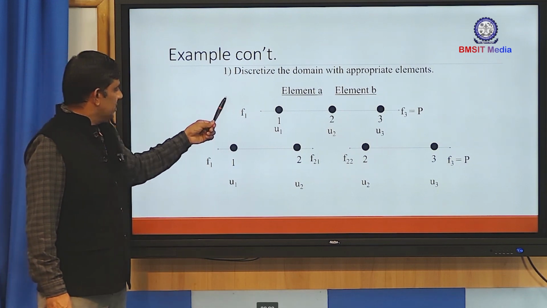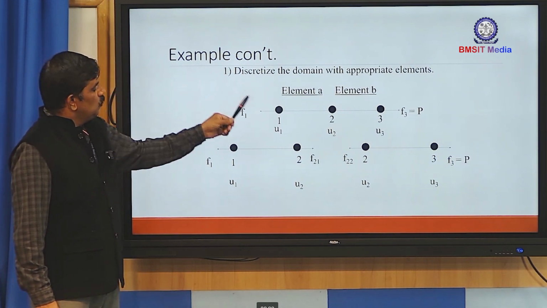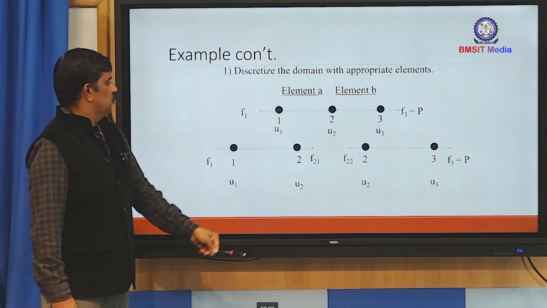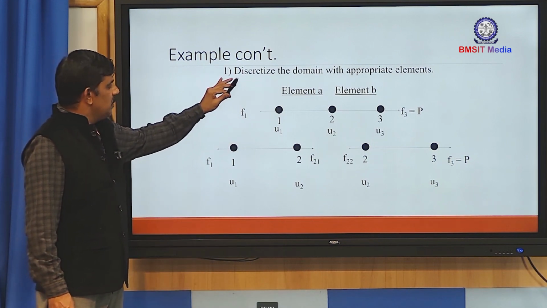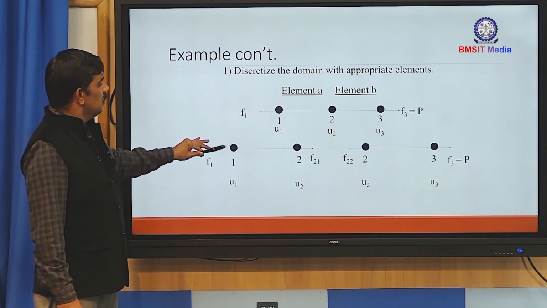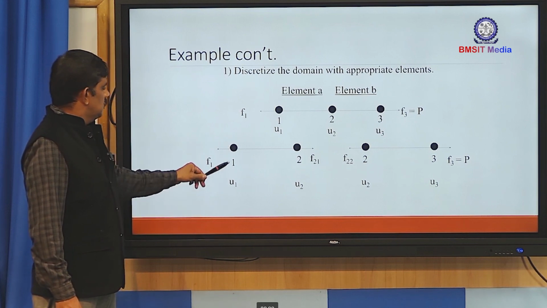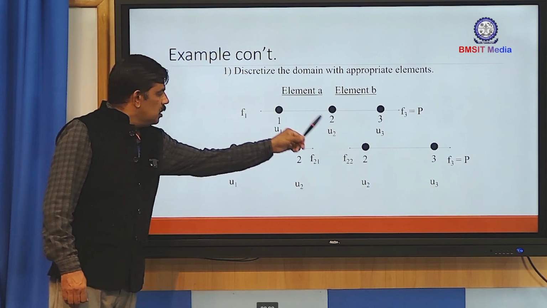At node 1 the force acting is F1, and at node 2 the force acting is F2. So now this is the finite element model, and we can analyze the individual elements. This is element 1 and this is element 2.